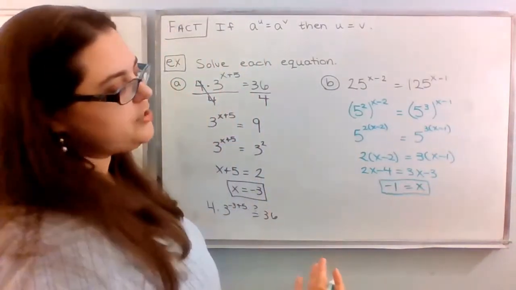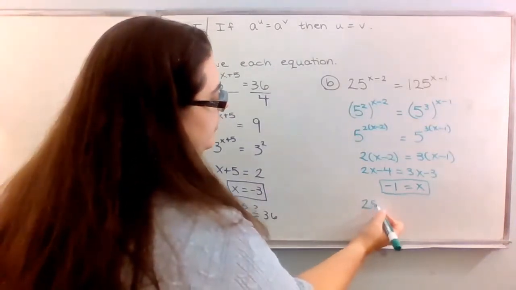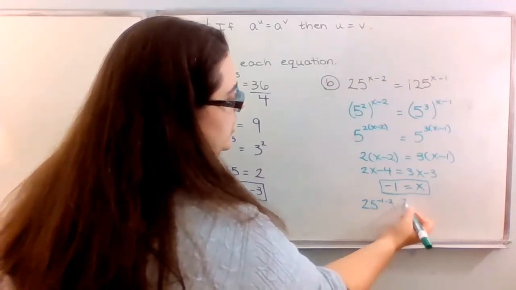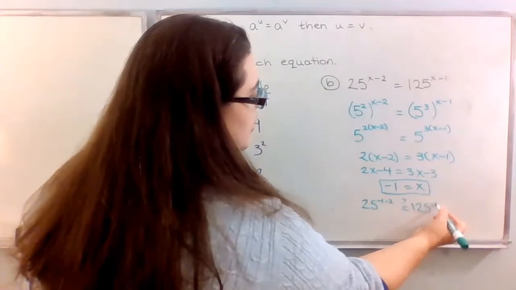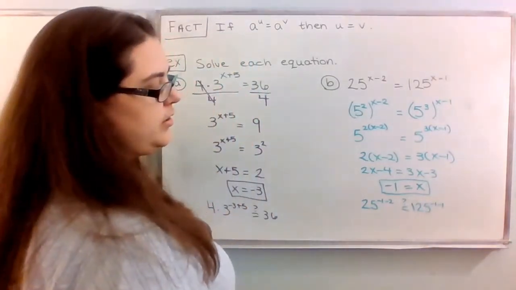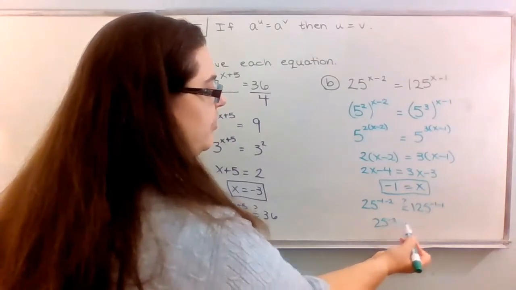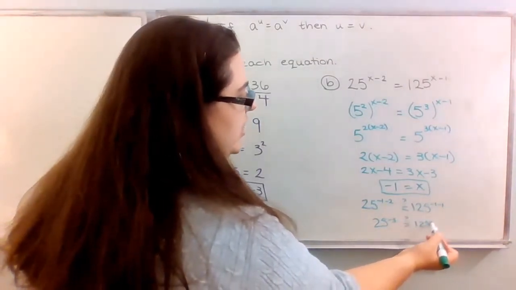Same thing, we can check our solution by substituting into the original. So we could say 25 to the negative 1 minus 2 power. Does that equal 125 to the negative 1 minus 1? So is 25 to the negative 3 equal to 125 to the negative 2?